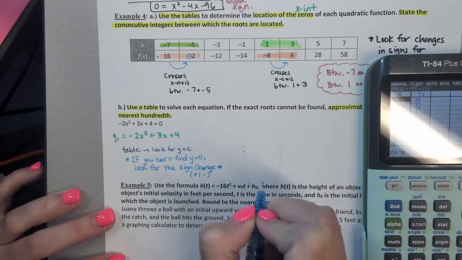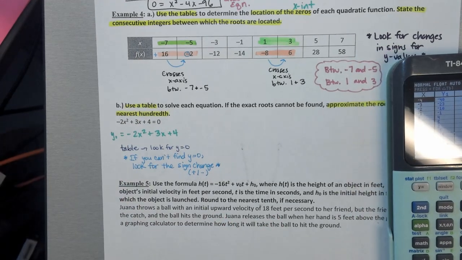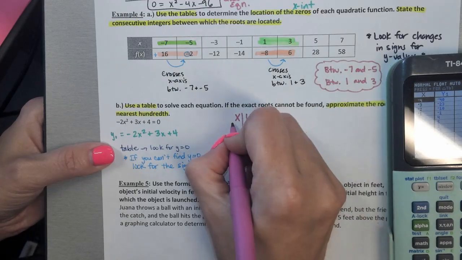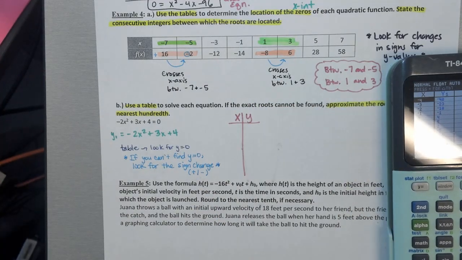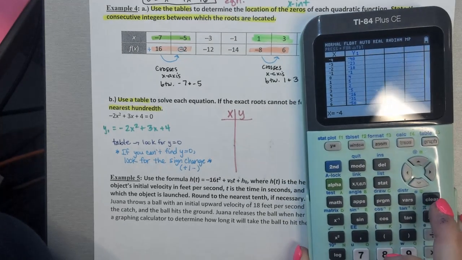So from positive to negative or negative to positive. Okay, and then we are just going to write down where they are. So we're just going to make that part of the table visible. All right, I just see one sign change on my screen.